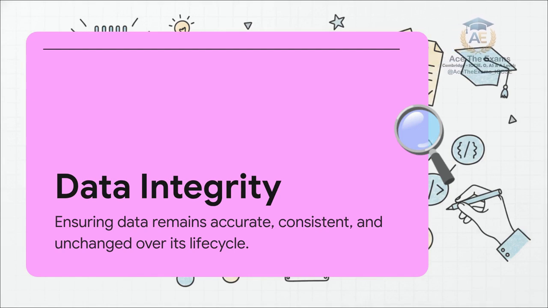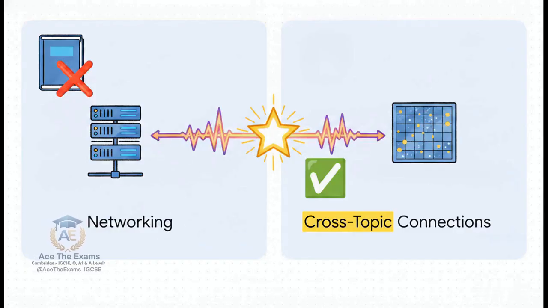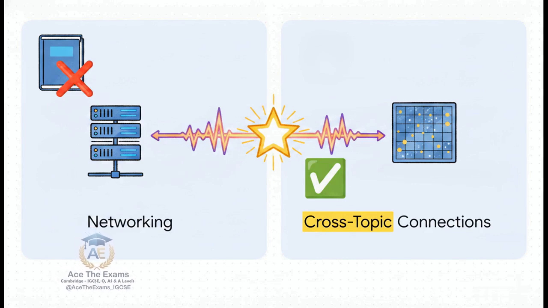Remember Sam's huge mistake earlier? Sam talked about passwords here, but passwords only stop hackers. They do absolutely nothing to stop a sudden power surge from flipping a bit and completely destroying your data's integrity. Do you see the difference? It's night and day to an examiner. Top-tier agents don't just state generic facts. They build cross-topic connections, which examiners explicitly state will unlock significantly higher marks.